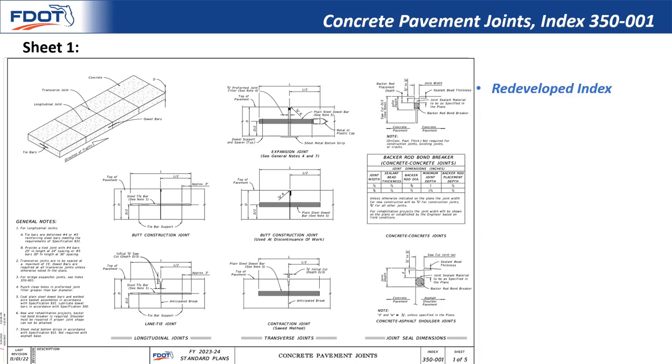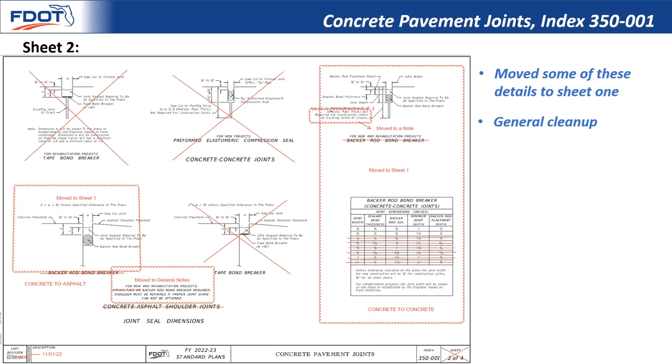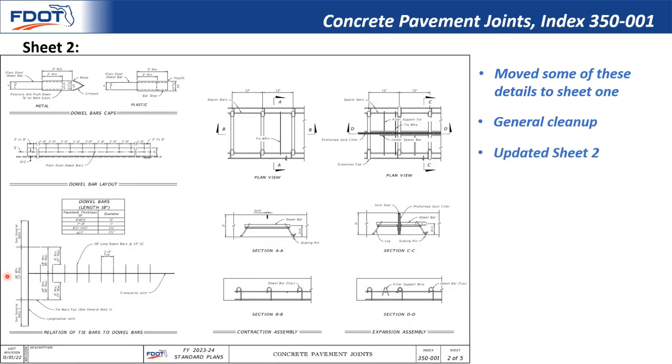Here you can see the redeveloped index, including some details that were removed from sheet 2. Next is the red line for sheet 2. Some of these details were moved to sheet 1, and some of the details were deleted. Here is the new sheet 2.